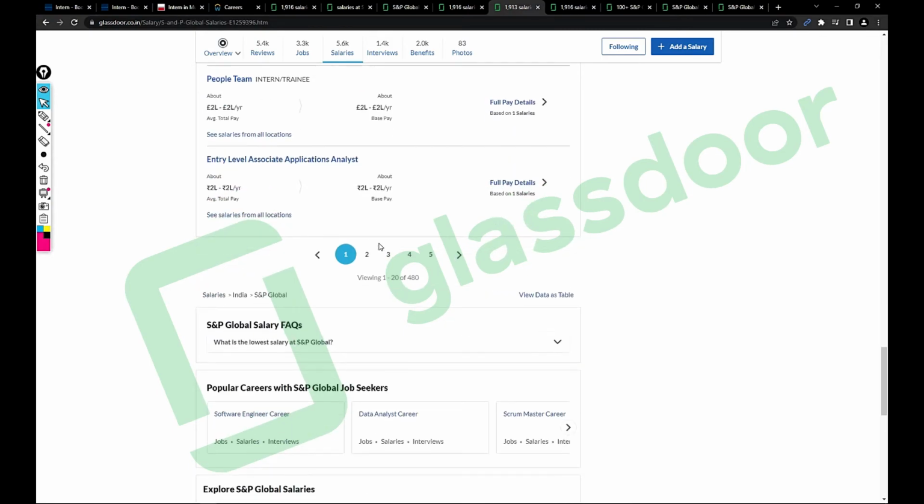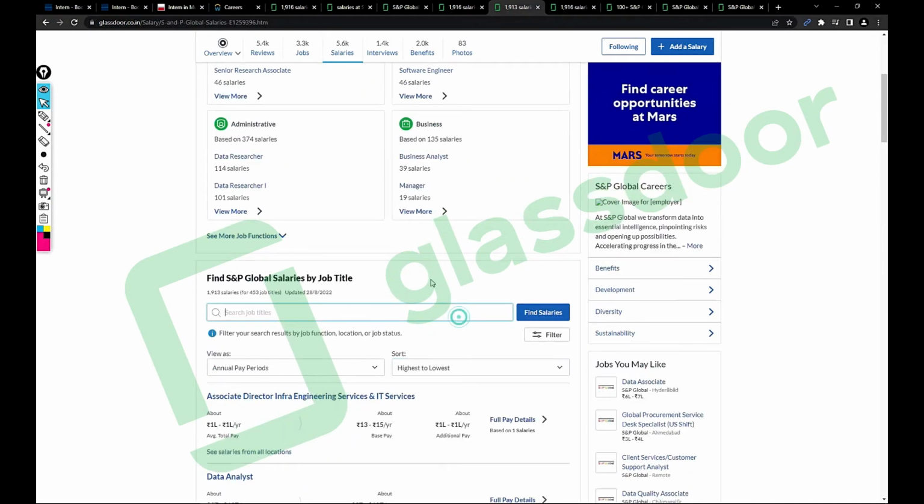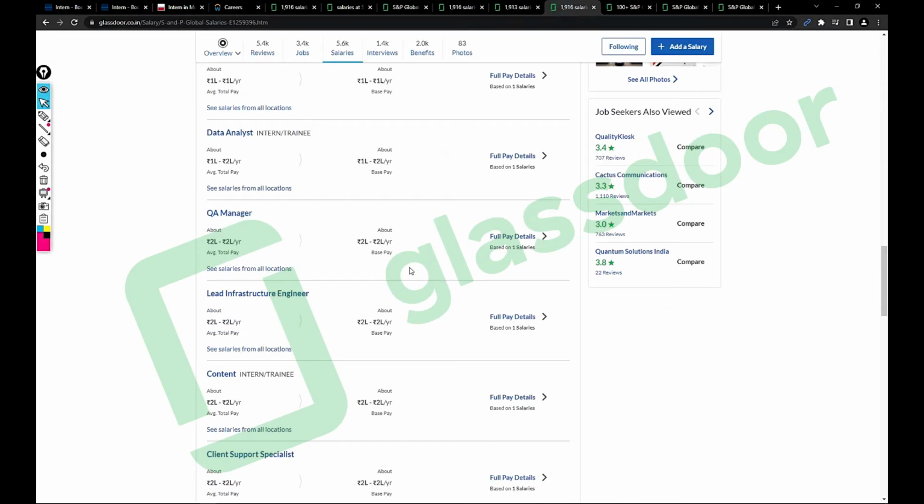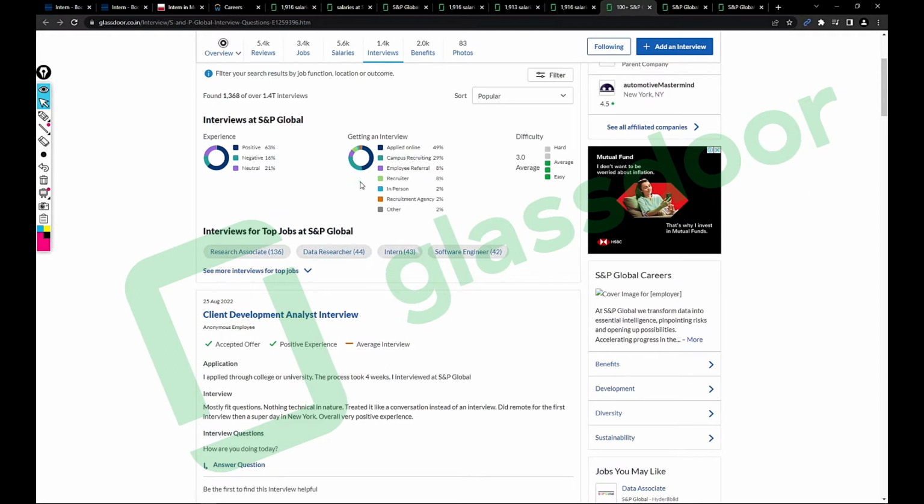Then these are some low level salaries in the company. You can sort it from here. And these are the salaries that we have discussed. Let's talk about the interview part, where most of the people are hired and how difficult the interview is.